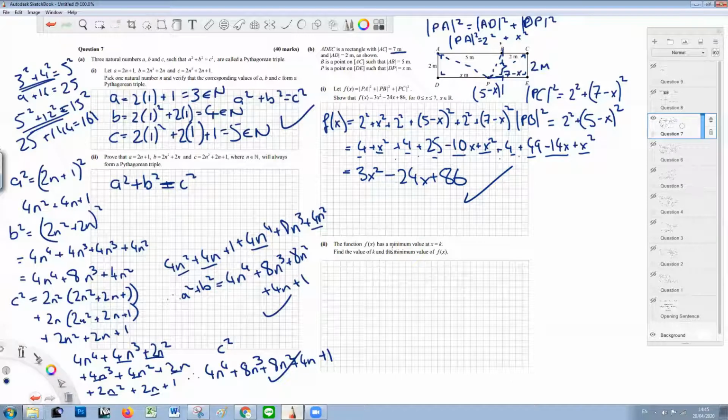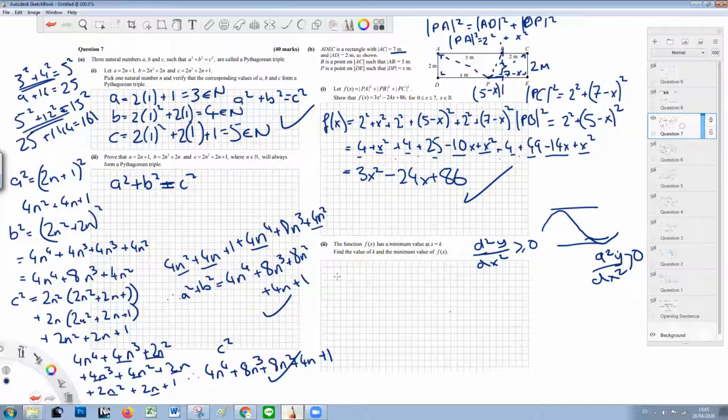The function f of x has a minimum value at x is equal to k. Find the value of k and find the minimum value of f of x. So when we're looking for minimum values, we always need to think about differentiation, because we will find the minimum value where d squared y by dx squared is greater than 0. If we had a graph like this, we will find the maximum value, but we will find the minimum value around here, and that would be d squared y by dx squared greater than 0.